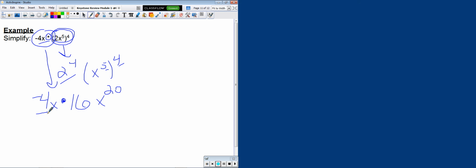So if I do negative 4 times 16, that's negative 72. And then I have here x to the first, x to the 20th. Remember, when you're multiplying, when the variables are the same, I can add the exponents. 1 plus 20 is 21, so this would be x to the 21st power. And that's the answer for something like that. So just make sure with something like this that you follow order of operations when you do that.